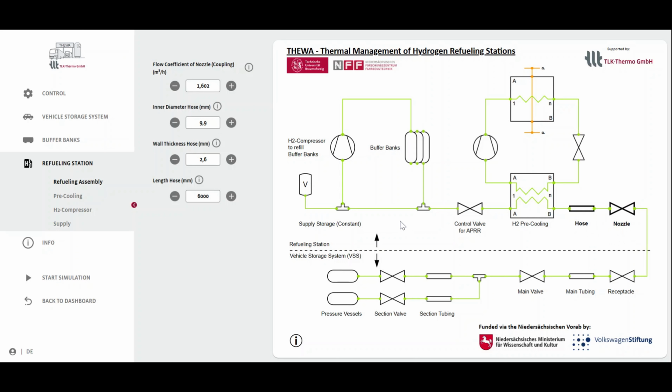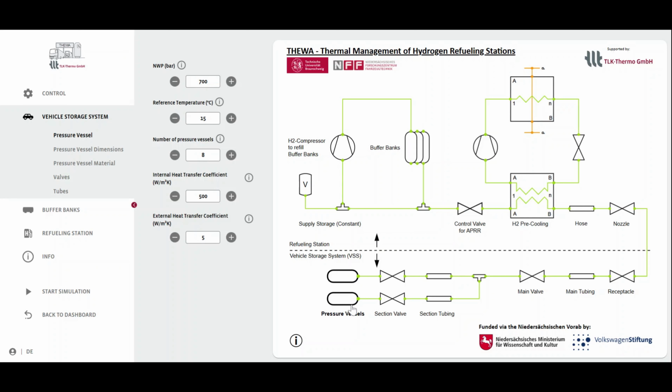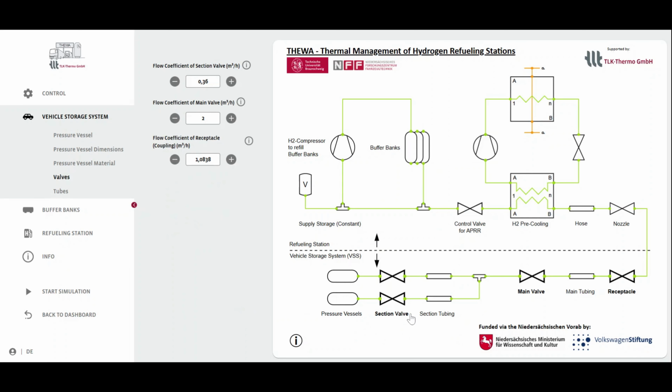Next to the refueling station, we also have the system set up for the vehicle storage system. The vehicle storage system considers a variable number of identical parallel pressure vessels that are refueled simultaneously. Here you can also specify the pressure vessels with the nominal working pressure, as well as the number of pressure vessels, and as I mentioned, the vessel dimensions and vessel material data. In addition, we consider pressure losses by parametrizing different valves and tubings.